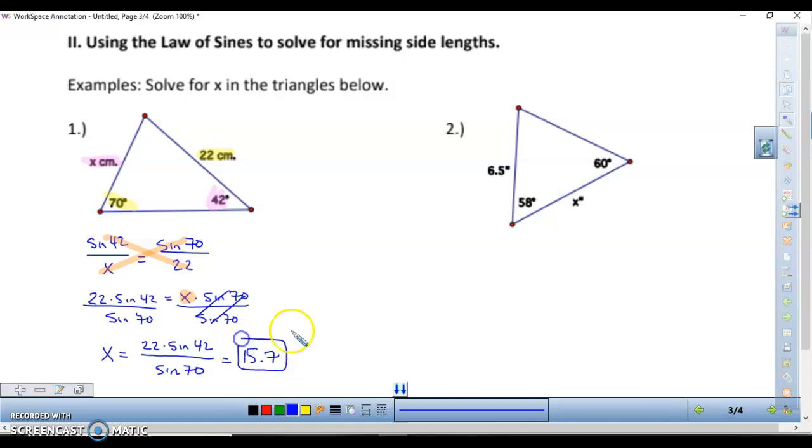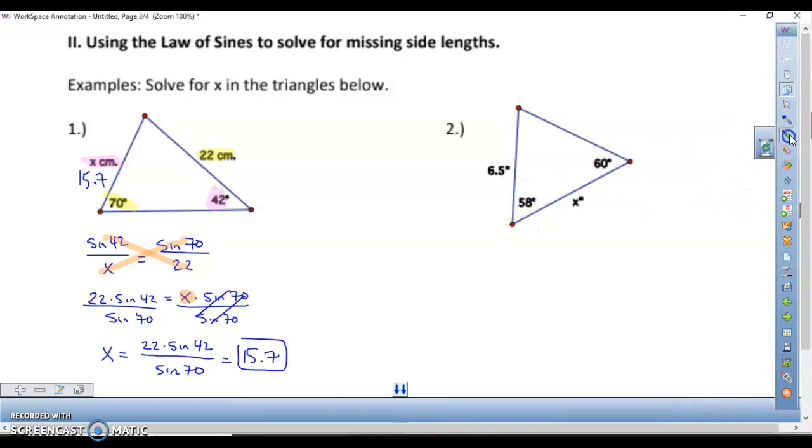It just kind of makes sure your answer makes sense. Remember in a triangle, the bigger side is across from the bigger angle. So if this angle 70 is bigger than this angle 42, this side should be bigger than this side. So 15.7 makes a lot of sense. All right, so we're just going to do that exact same process again. If you want to pause here and try it on your own and then confirm your answer, that'd probably be really helpful. But here we go.